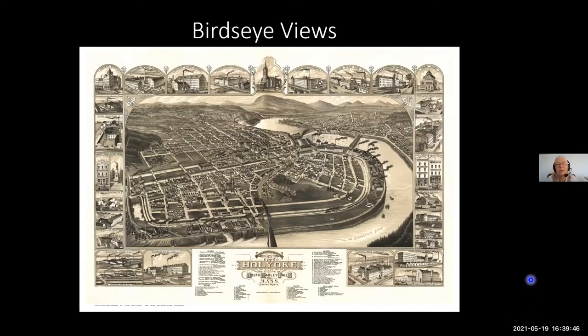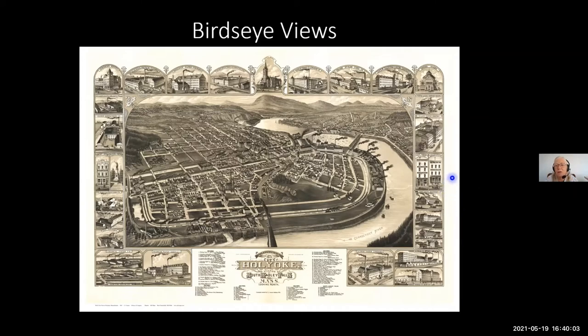So this is the type of thing I could definitely see hanging up. You're not going to roll this up and put it in the drawer. This map is very detailed. Again, imagine them carving this onto a plate in order to print it.